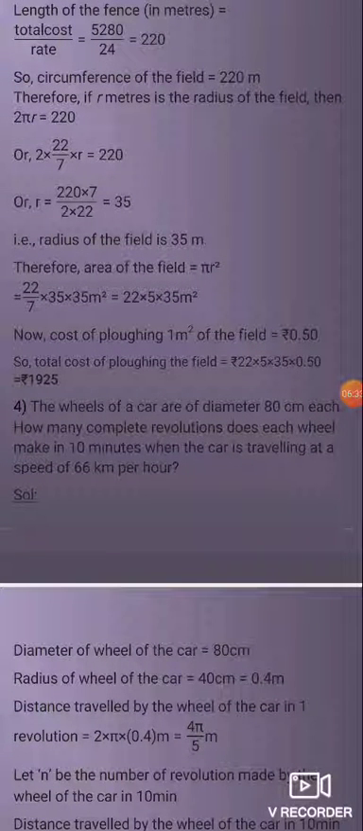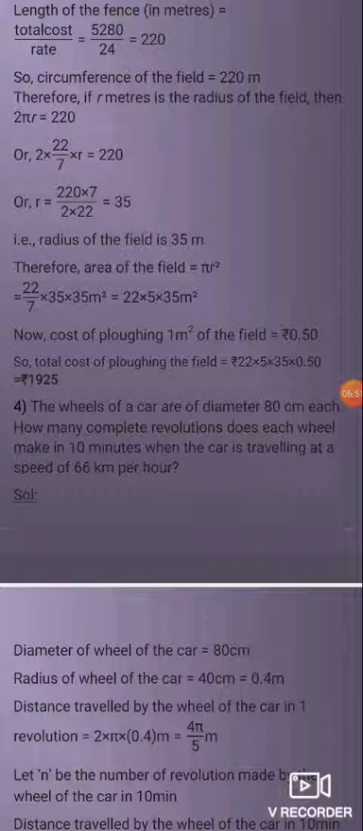Now the distance traveled by the wheel of the car in one revolution is equal to 2 pi r. R is 0.4. Okay, that is equal to 2 pi into 0.4, which can be written as 4 by 10. Now 2 and 10 are cancelled. At last, what we get? 4 pi by 5 meter.